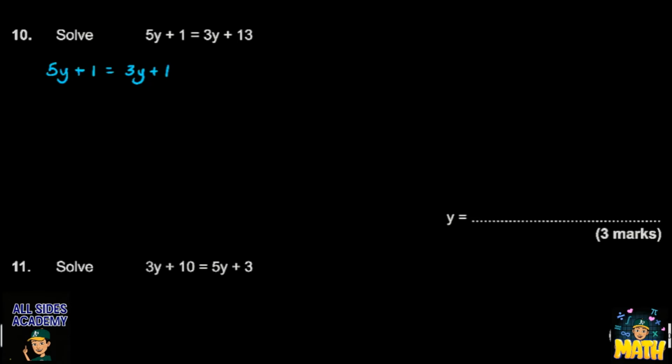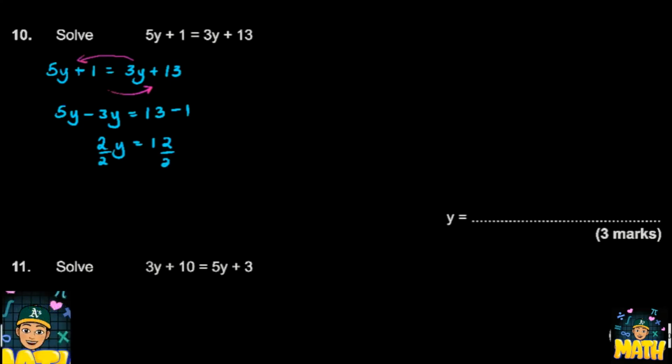5y plus 1 equals 3y plus 13. So here is another one. You have to put the like terms together. So the 3y, I take it to the left-hand side, the 1 to the right-hand side. You'll notice that I'm avoiding any negatives. So I take the small number to the big number. So here 5y minus 3y is 2y. And then I divide on both sides by 2 to get y as 6. So my y for this case will be equal to 6.